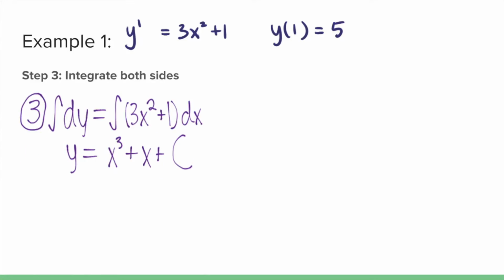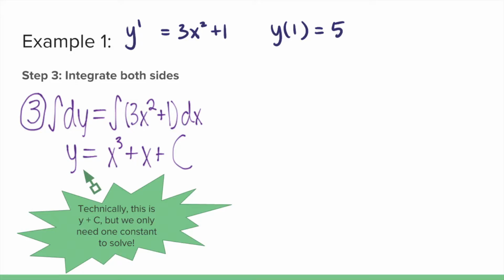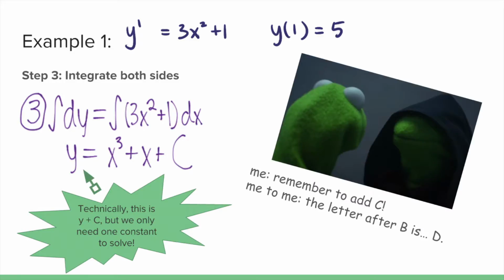Now that we have the x's and the y's on different sides, we can integrate both sides to get y is equal to x cubed plus x plus c. Even though there is a c added to both sides of the equation when we integrate, we only need one c to represent all the constants in this equation, since adding or subtracting constants from a constant still leaves you with a constant. And don't try to cancel c, or it'll come back to bite you later. And don't forget it either. Please, it's such a common mistake, even if it's totally avoidable.